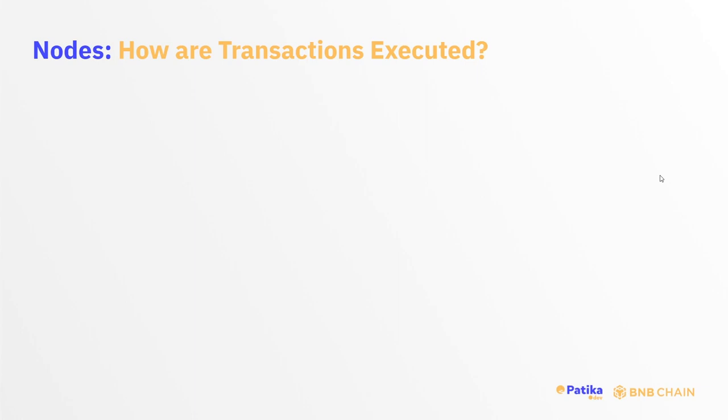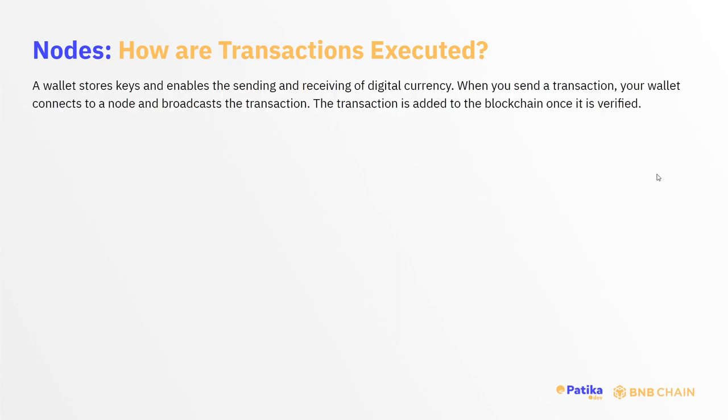So how are transactions executed? A wallet stores keys and enables the sending and receiving of digital currency. When you send a transaction, your wallet connects to a node and broadcasts the transaction. The transaction is added to the blockchain once it's verified. So I will talk about wallets in detail. For now, you just need to know that it is a storage that can store your keys and enables sending and receiving digital currency. I will get into detail in later lectures.